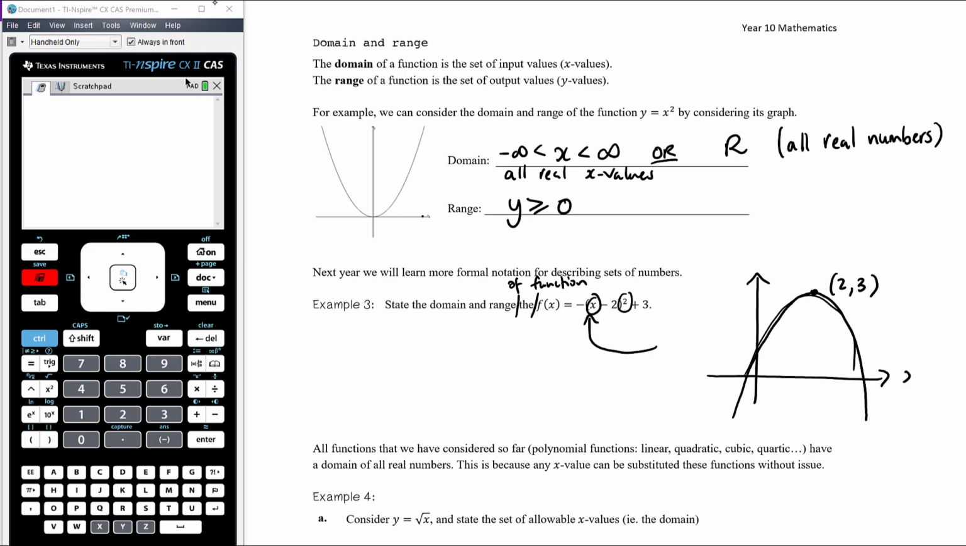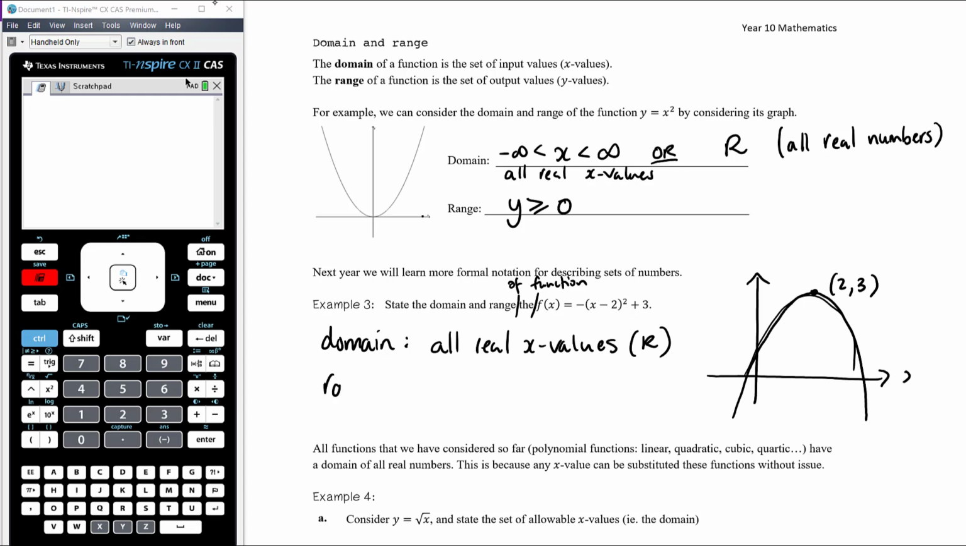Positive, negative, fraction, decimal, pi, you can write pi squared. Any number can be squared, so there's no restriction there. We can then multiply any number by -1, and we can then add 3 to anything. So there's no restrictions here. So the domain, the x values, there's nothing that wouldn't be possible to sub into here. And so then again, the domain is all real x values. Okay, and we can write that as R.